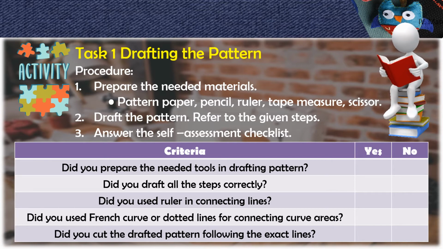This is the criteria for your activity. Did you prepare the needed tools in drafting pattern? Yes or no? Did you draft all the steps correctly? Yes or no? Did you use ruler in connecting lines? Did you use French curve or dotted lines for connecting curved areas? And did you cut the drafted pattern following the exact lines?